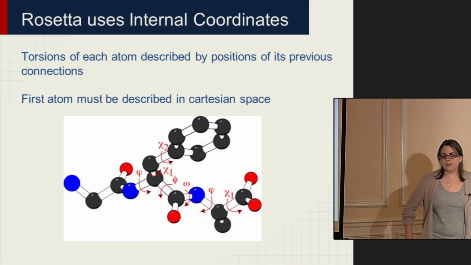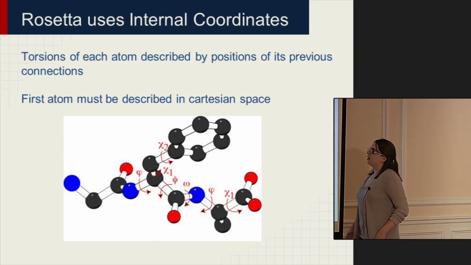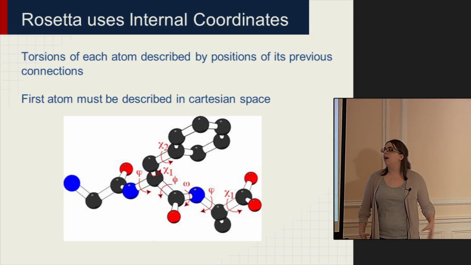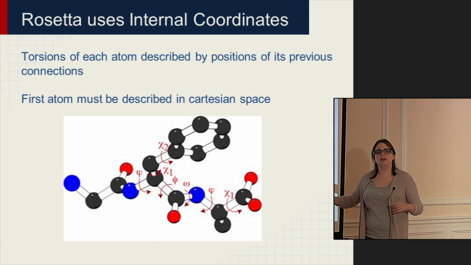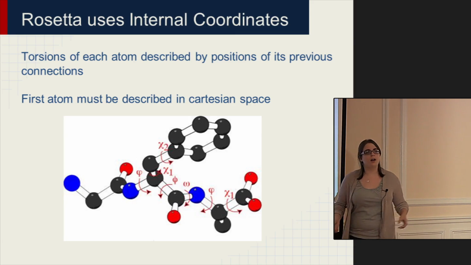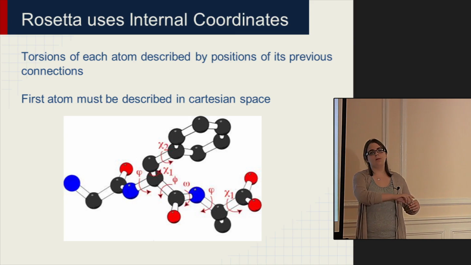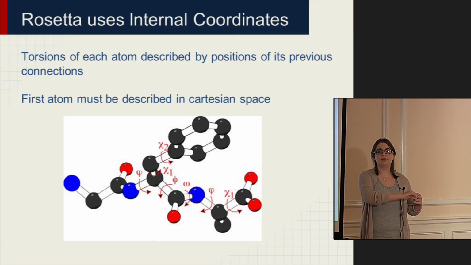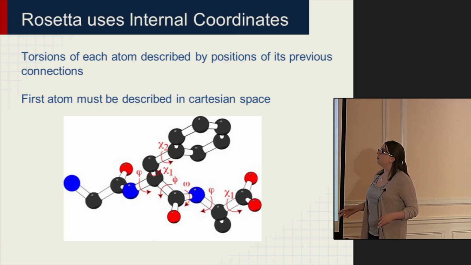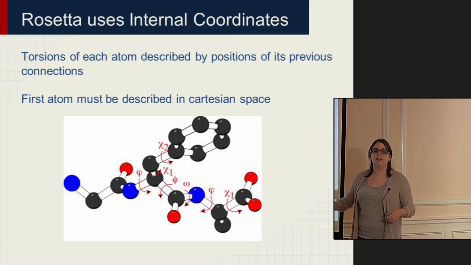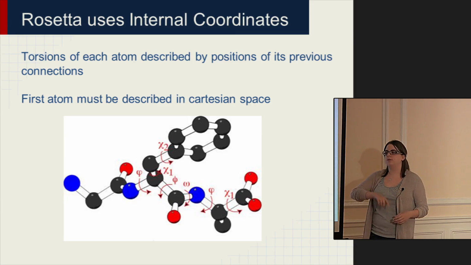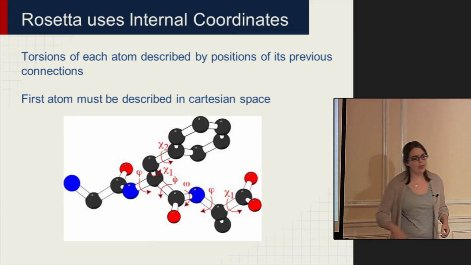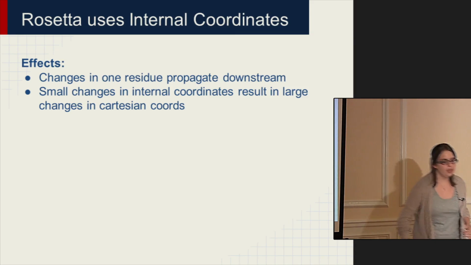So the first thing that's really important to know in this talk is Rosetta uses internal coordinates. This means that we're representing, or at least we're working with, the structure in a series of dihedral angles. The first atom in the system always needs to be represented in Cartesian coordinates. But what's good about internal coordinates is that you can update the coordinates of the next residue based on the coordinates of the previous. So you can sort of walk along the backbone and update your dihedral angles when you make a change. And this has some important effects.